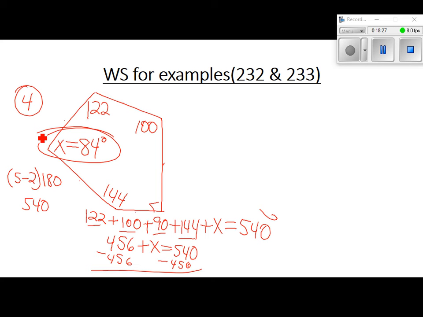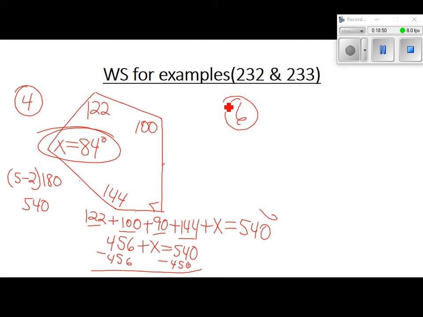How many sides did it have? 6. Can you look on your little table and figure out what the sum of the interior angles of a 6-sided shape is? 720. So all that added up should equal 720. So on number 5, you add all those up, equals 720. Look at number 6.